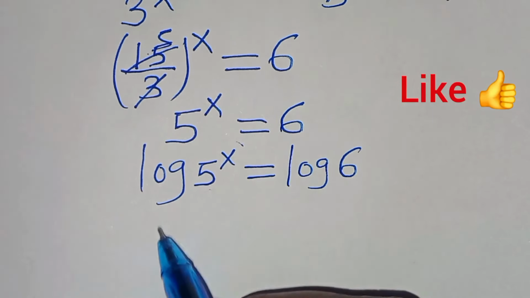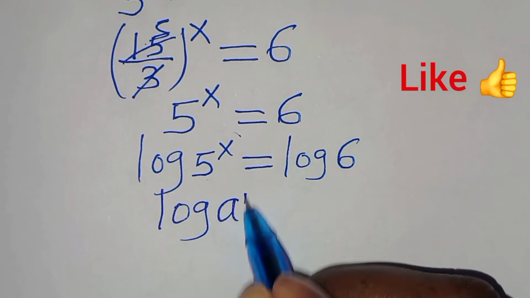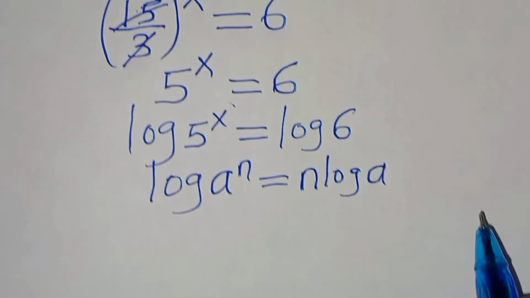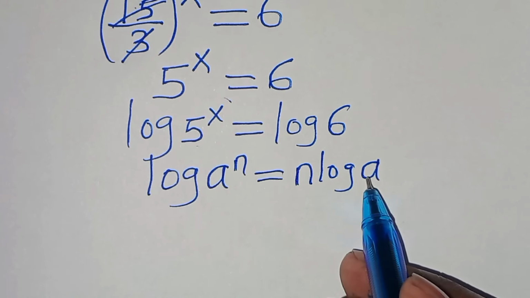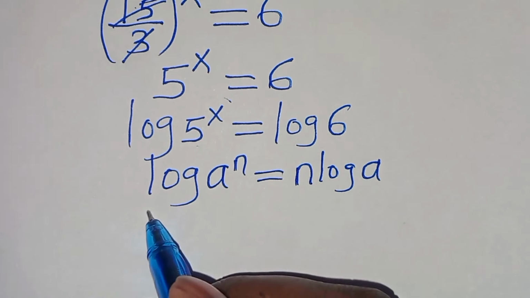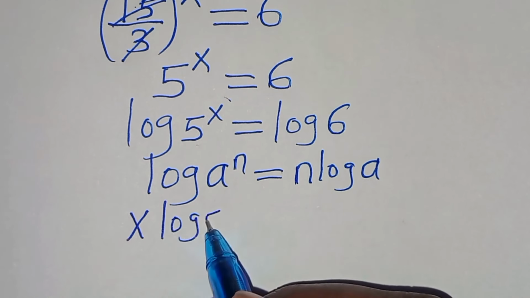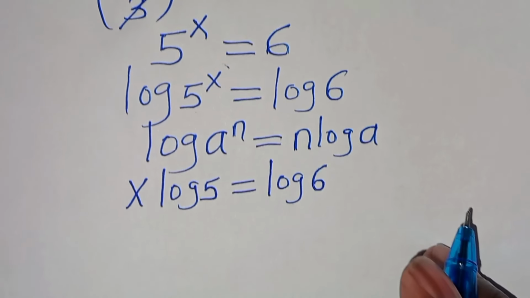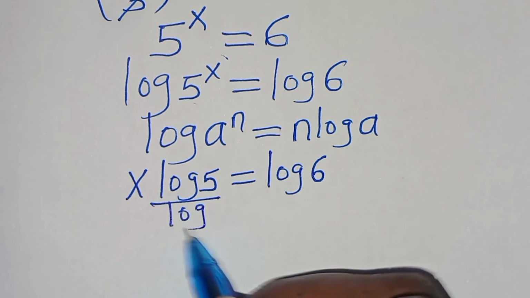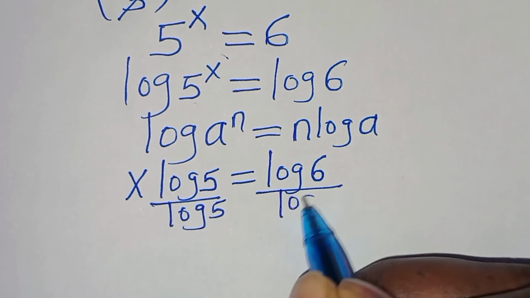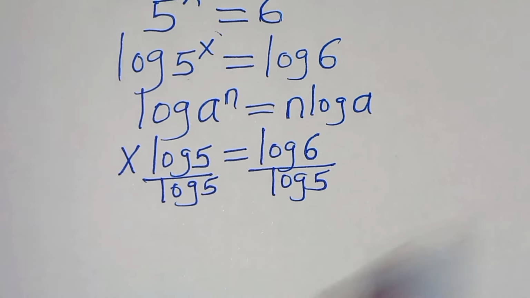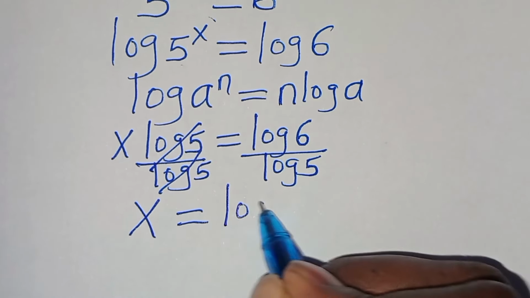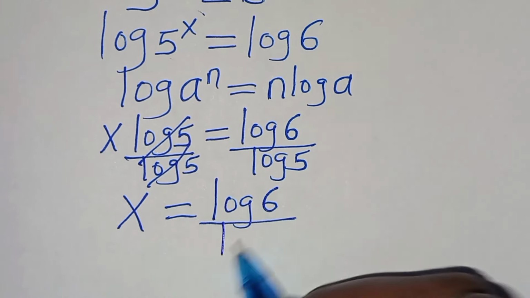Log 5 to the power of x, this is in the form of log a to the power of n, which can be expressed as n log a. Applying this power rule property, log 5 to the power of x becomes x log 5. This is equal to log 6. Let's divide both sides by log 5, and also here by log 5. So we simplify log 5 and log 5 so that now x is equal to log 6 divided by log 5.